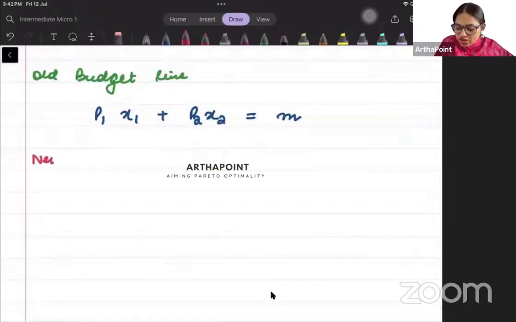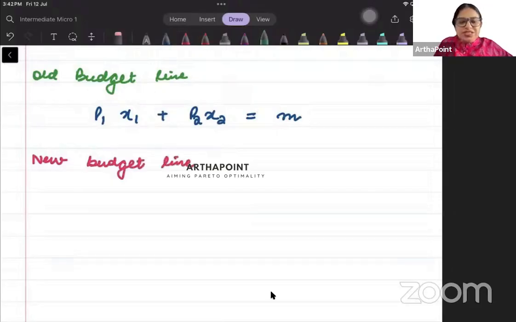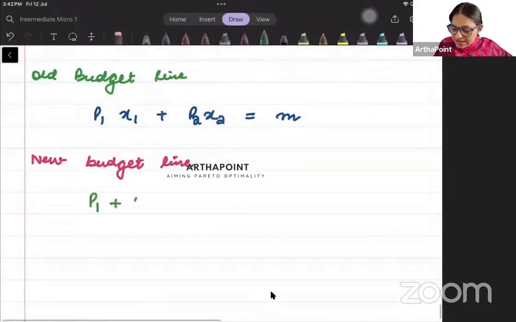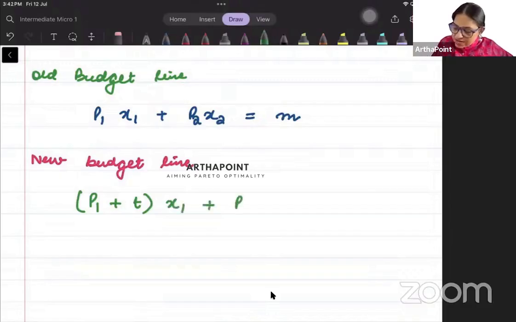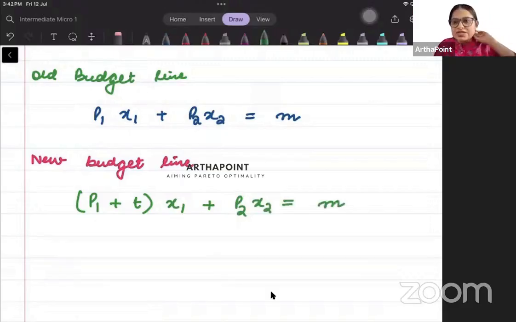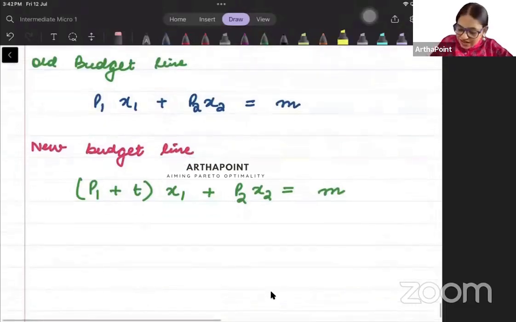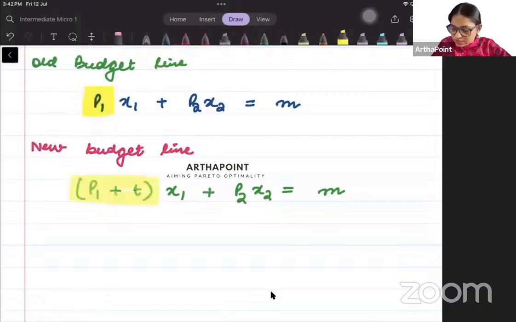And what will be your new budget line, beta? The price of the good is now what? P1 plus T per unit. हर यूनिट के लिए आप अब P1 plus T पे कर रहे हो into number of units plus P2 X2 is equal to income. So it is like the price of the good has increased. If price of commodity increases, we have already seen budget line will pivot inwards.